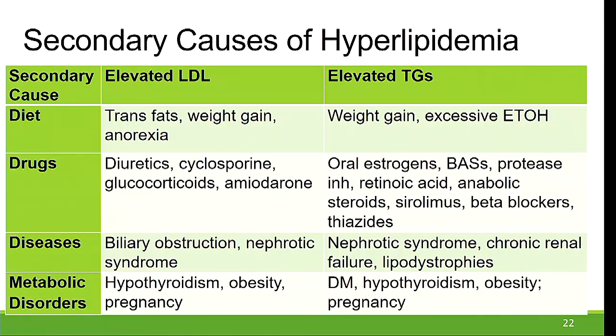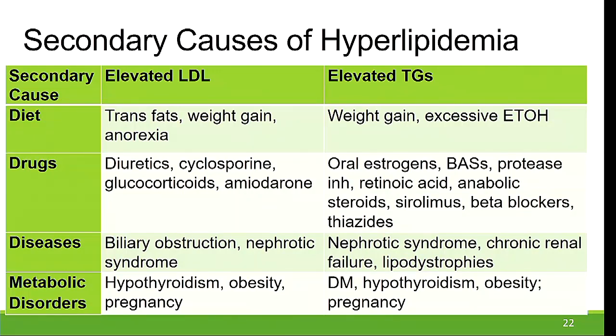All right. For elevated triglycerides, we've got oral estrogens, bile acid sequestrants, protease inhibitors, retinoic acid, which is a vitamin A derivative, anabolic steroids, sirolimus, and other things. So again, the big take home here is that it's drugs that are affecting the liver. This is not an extensive list. I don't expect you to have it completely memorized, but it's definitely important to know.